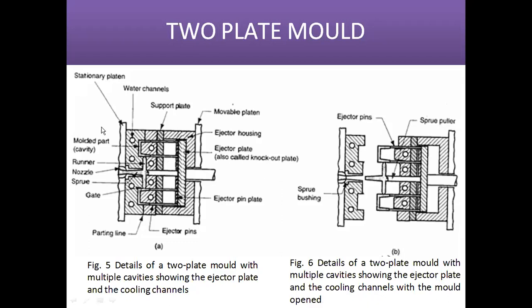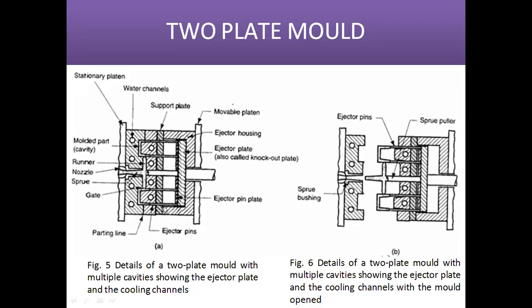These are called water channels, through which water is supplied. When the water is supplied, the solidification of the plastic melt will take place quickly, so that the total cycle of the process will be less. That's why these water channels are provided.